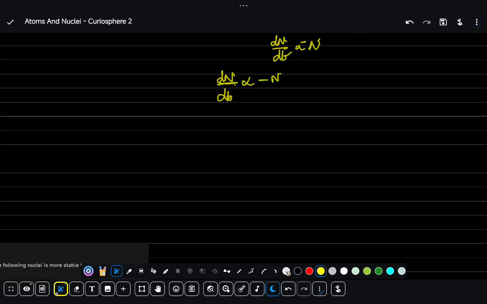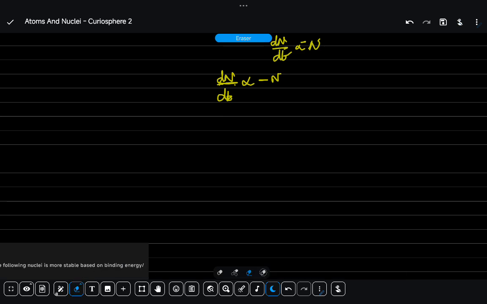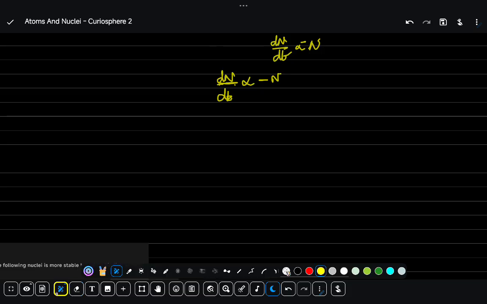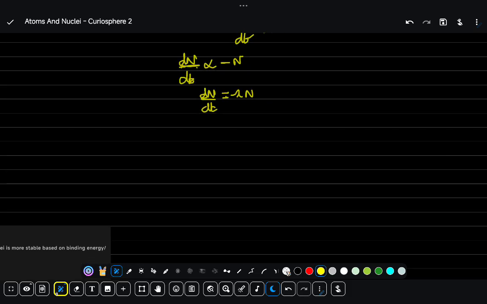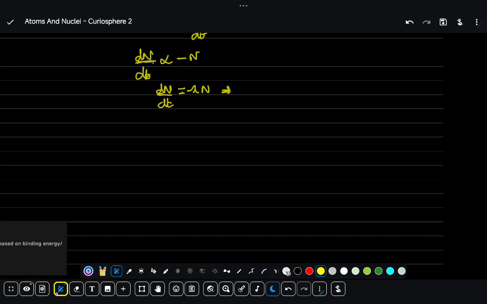And to remove the proportionality sign, we use a constant of proportionality, that is nothing but lambda. So dN/dt equals minus lambda N. Now this is a differential equation, and we need a proper solution for it.